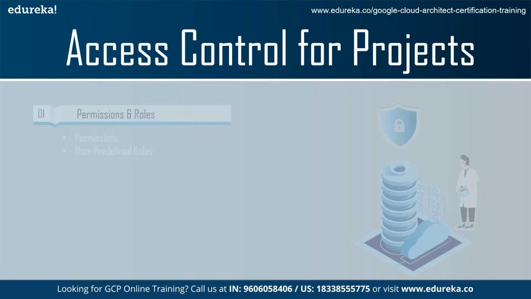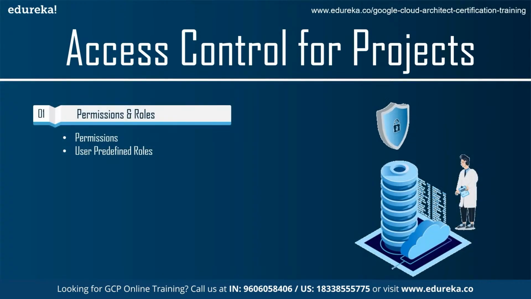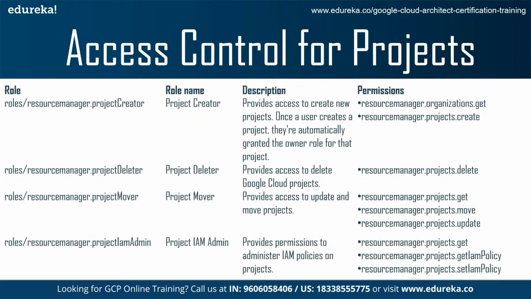Then there are predefined roles as well. IAM predefined roles allow you to carefully manage the set of permissions that your users have access to. The following table lists the predefined roles that you can use to grant access to a project. Each role includes a description of what the role does and the permissions included in that role. So you can see the role name and also the description. For the role named Project Creator, you can see that it provides access to create new projects.